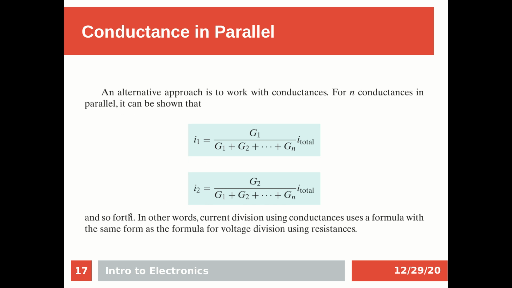Okay, so an alternative way is to use the conductance. If you remember, the conductance is 1 over the resistance, G equals 1 over R. If you take it as 1 over R, you will see it's the same equation as the voltage division or the voltage divider: the targeted G is in the numerator and the total G is in the denominator, multiplied by I total.